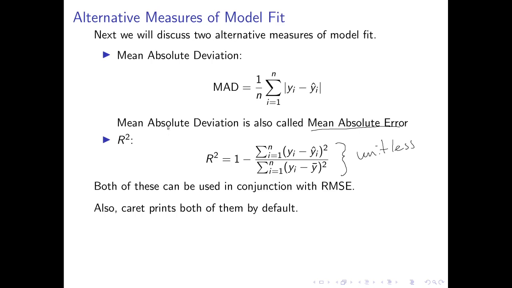So we can use both of these in conjunction with RMSE, that is MAD and R squared, and caret, this package that we've been doing that wraps together a bunch of different interfaces in R. So we do principal component regression, we do ridge regression in caret. Caret automatically prints mean absolute deviation and R squared as well. So it's just worth learning them and understanding what they tell us.